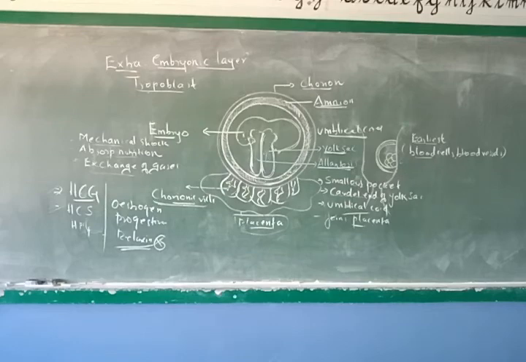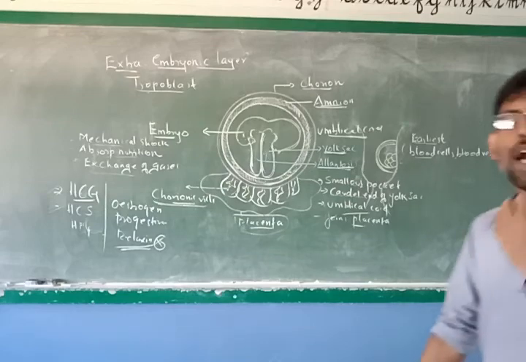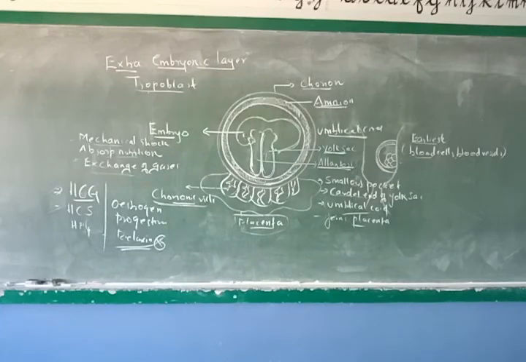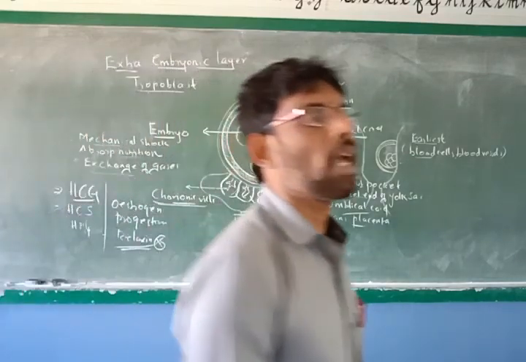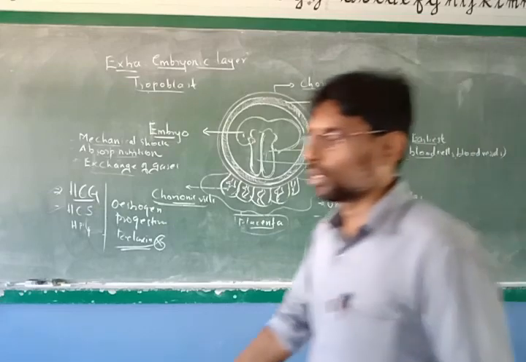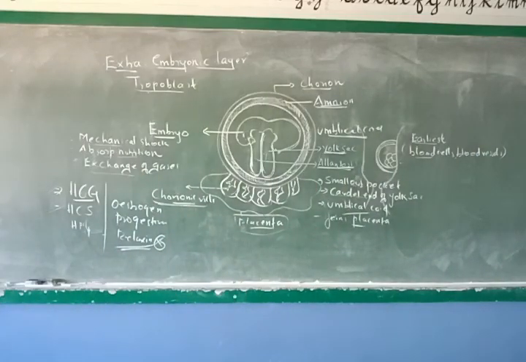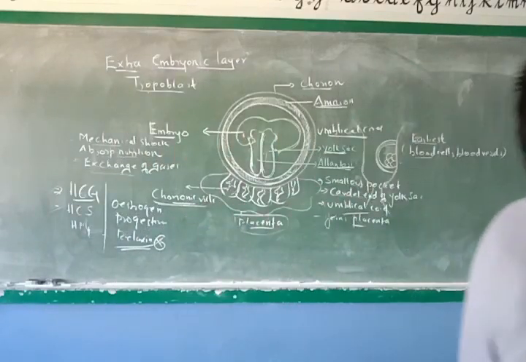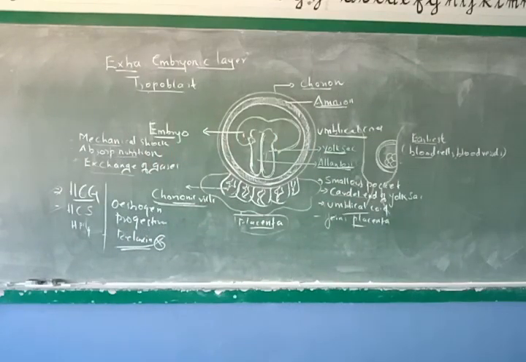Check the answer. Polyspermy is avoided by the fertilization membrane. Question number 2. The inner mass of the embryo has 20 to 30 rounded cells. The 3rd question. The pregnancy which takes place outside the uterus is called ectopic pregnancy.